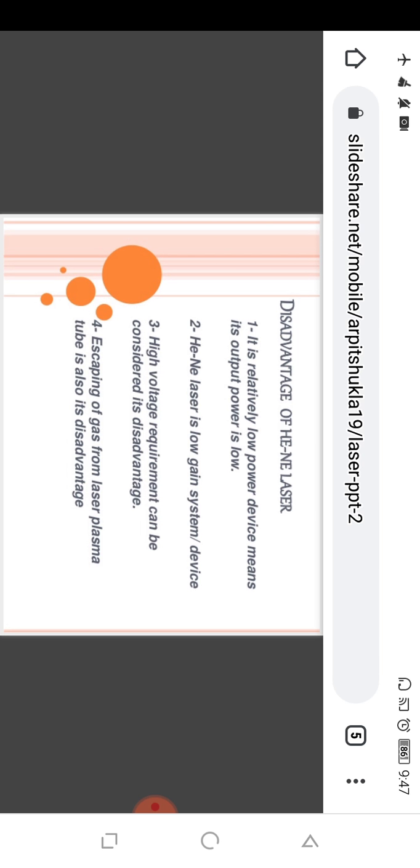And what are the disadvantages of the helium neon laser? It is a relatively low power device. The output produced is very low in comparison to the high output produced by a ruby laser. The helium neon laser also has a low gain, and it requires a very high voltage, which is another disadvantage. And the escaping of gas from the laser plasma tube is also a disadvantage of the helium neon laser.